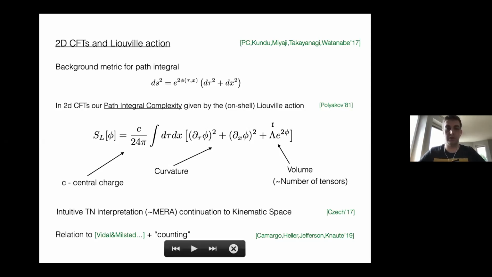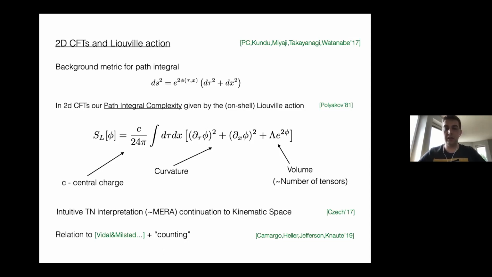And Bartek was arguing that some terms, like maybe these ones, both count the number of unitaries and isometries in the tensor network. Also, it was argued that we can do some analytic continuation in the positions of this Liouville field to link it to the kinematic space.